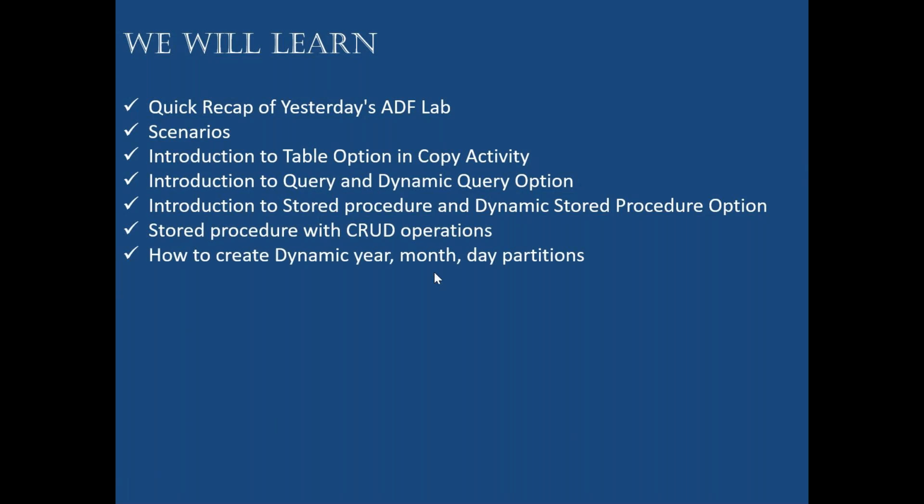How to create dynamic year, month, day partitions while we are writing data into the target. So when you are writing data into the data lake storage, for example, today if I am writing data, I want to create a 2024-09, and what is the date today? So date is 18th. So if it is 18th, you can say 2024 slash 09 slash 18. 18 is the day. 09 is the month. 2024 is the year.